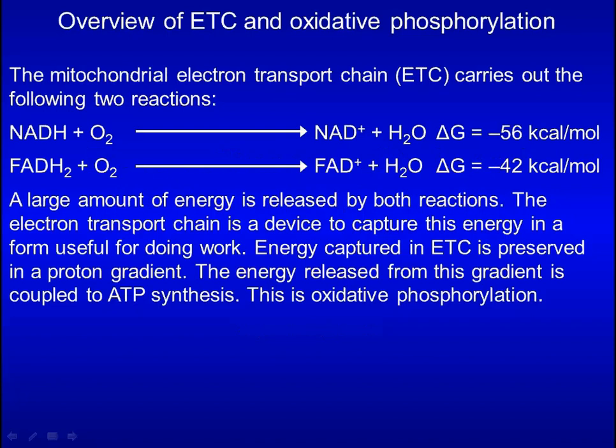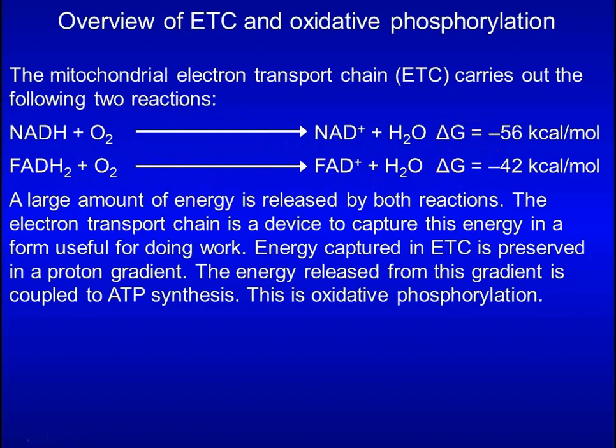Inside the mitochondria, electron transport chains carry out the following two reactions. In the first reaction, NADH is oxidized to NAD+, and oxygen is reduced to water. In the second reaction, FADH2 is oxidized to FAD+. Oxygen is reduced to water. In both reactions, delta Gs are negative, indicating a large amount of energy is released.